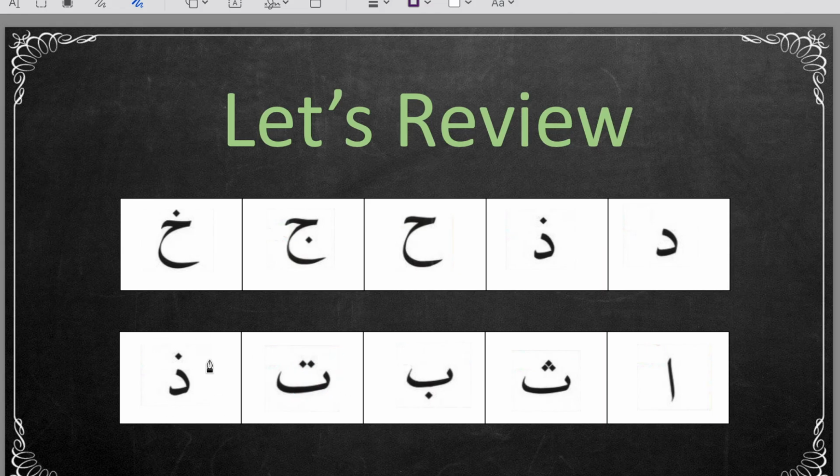And lastly, Dal, we already spoke about this, just repeating here again. It will come on its own and you will usually see it in this form. There's no other way of looking at letter Dal, even if it's connected to another letter.